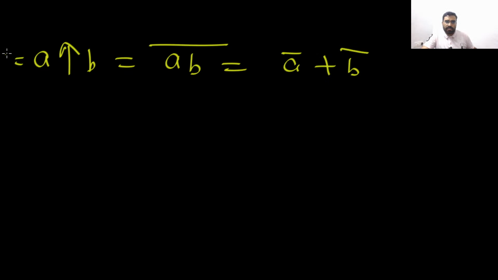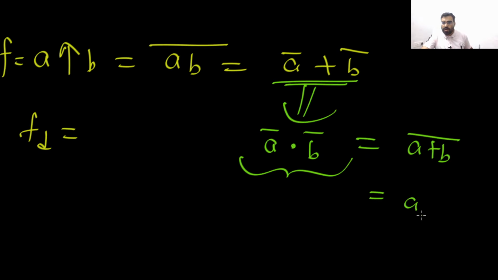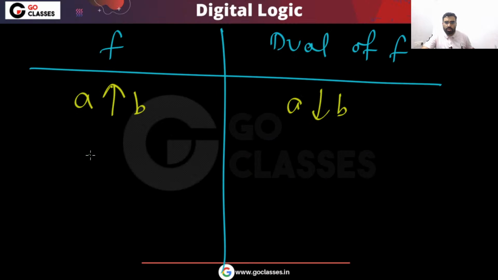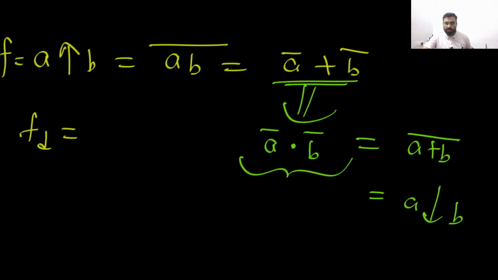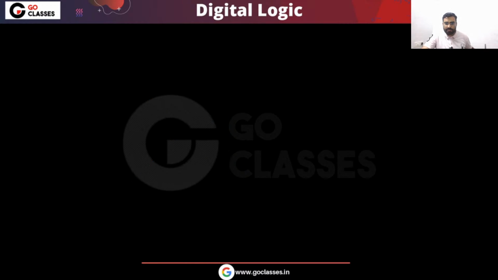So what is the F dual? From this you can find the F dual. This plus will become dot. So this will become A bar B bar, and this is nothing but NOR. So for NAND, NOR will be the dual. For NOR, NAND will be the dual. Like this you can do all these things. Any function I give you, you can handle.